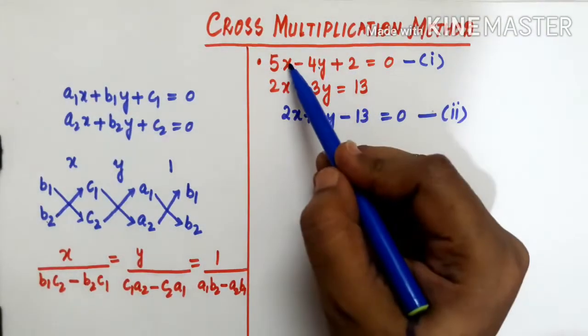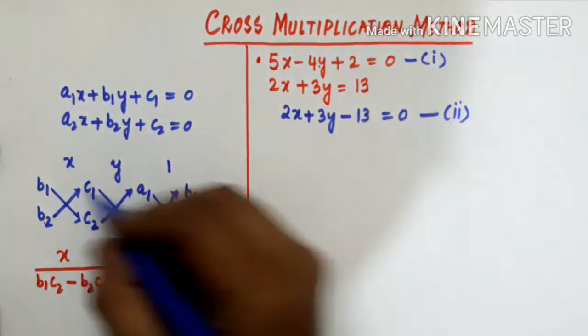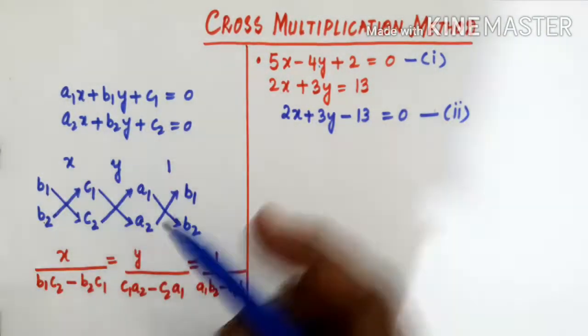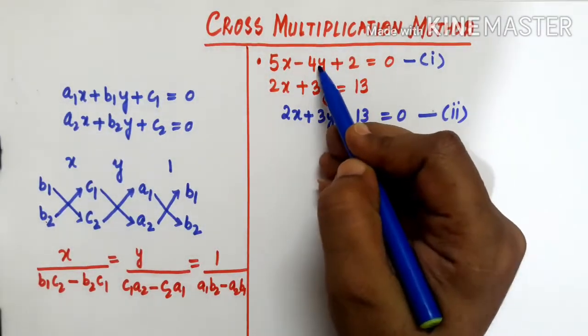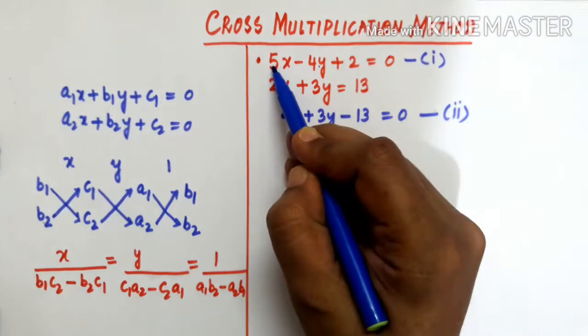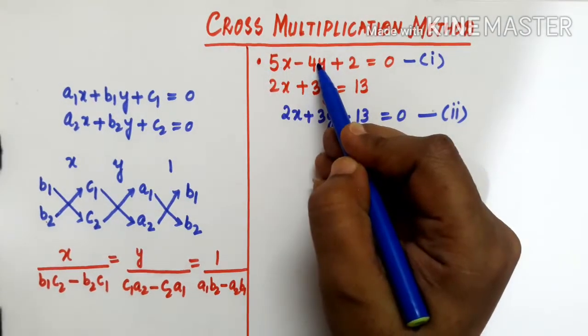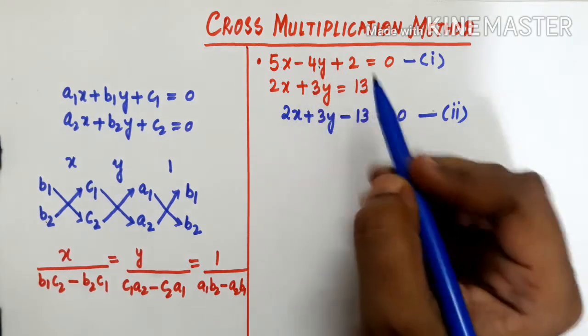How are you solving? First, x and y, two variables are there. With the help of this diagram only, you have to remember how you have done it. First you take this coefficient, then the constant, then the first term coefficient. Then again you stop here. You start from here and stop here only. In this way you have to do it.